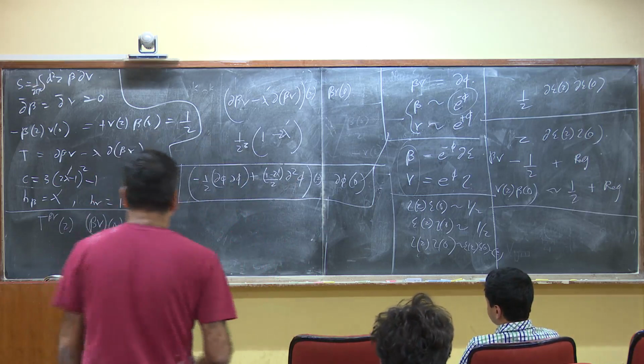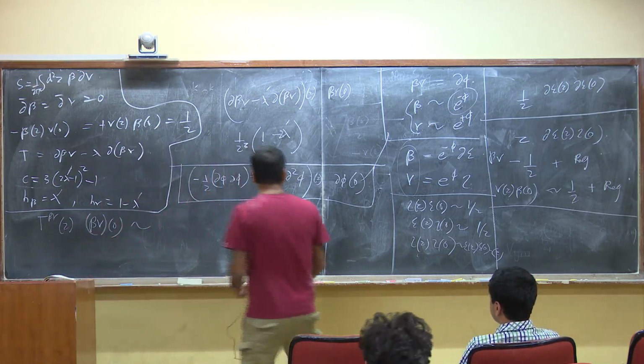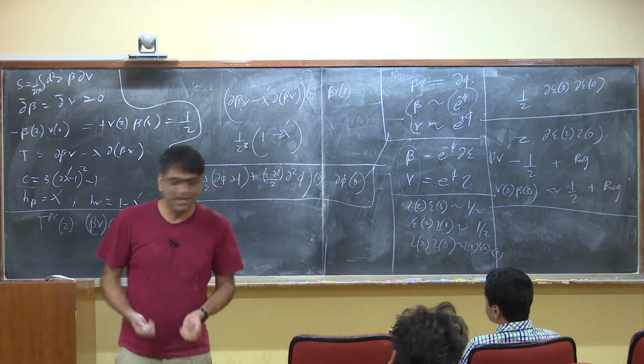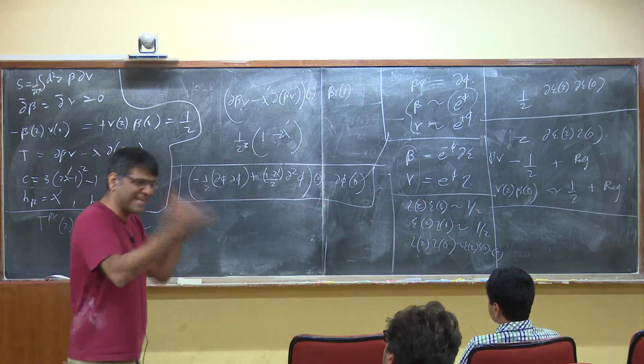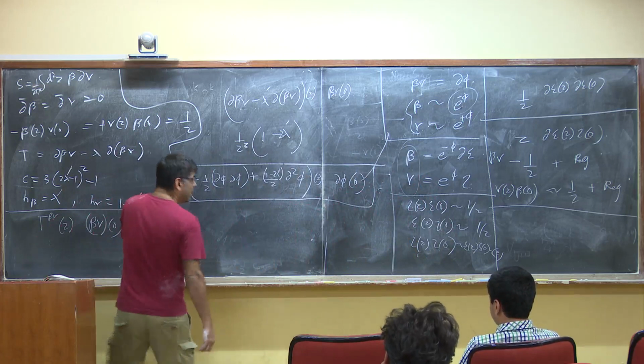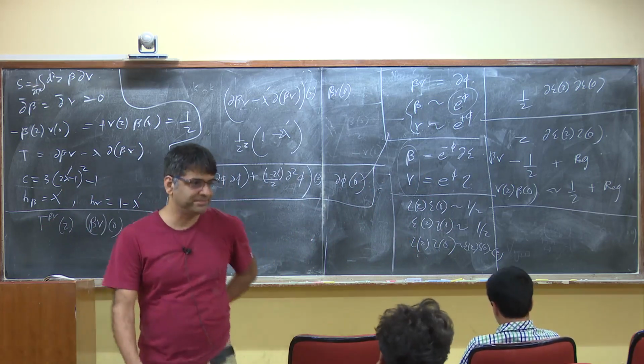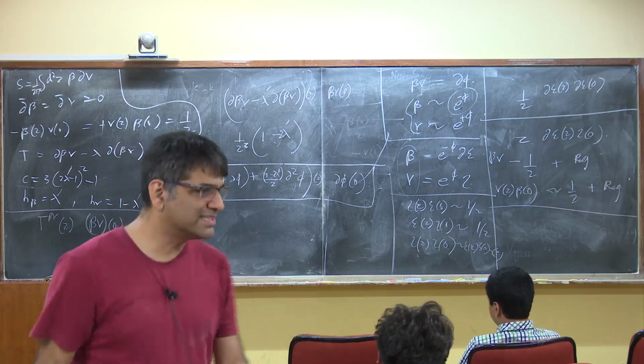Remember that there the current operator is i del b. Here it is del phi. So these signs are okay. Great. Now that we know this, we can figure out what the weight of e to the power phi is.